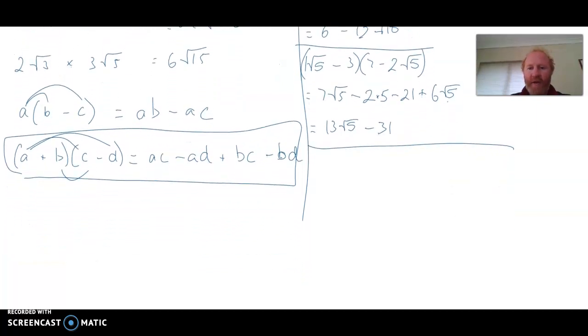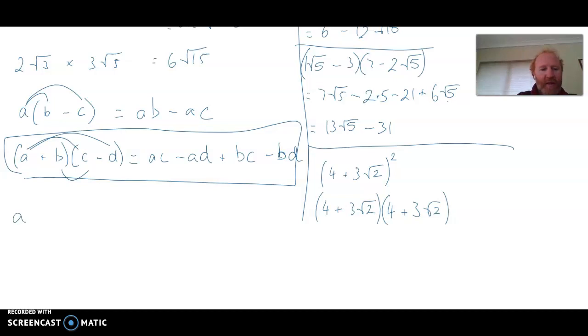Okay, let's have a look at another question. If I've got something in the form of (4 plus 3 root 2) all squared, remember what all squared means here. It actually means 4 plus 3 root 2 multiplied by exactly the same thing, 4 plus 3 root 2.